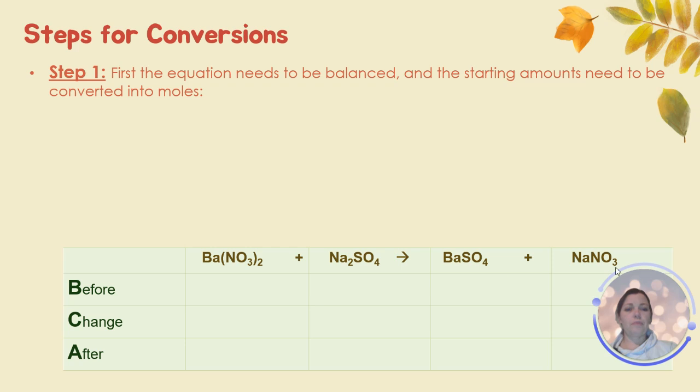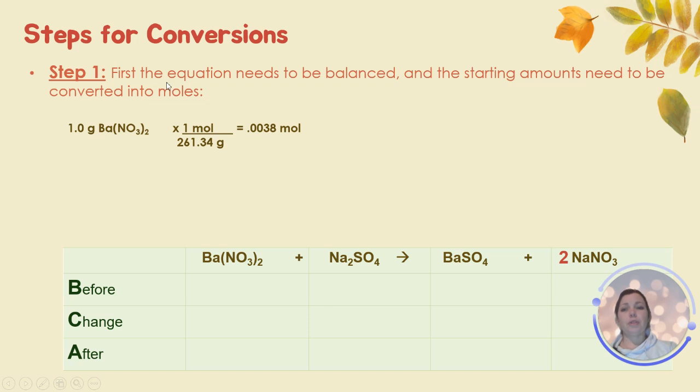So if we've got our equation down here, I've set up a BCA table for us. And to balance this equation, we can look here and see we've got 1 barium and 1 barium, so that's good. We've got 2 nitrates, and over here we've only got 1 nitrate. So if we add a 2 there, that'll take care of that. And then let's check everything else out. We've got 2 sodiums, and now we have 2 sodiums. We have 1 sulfate and 1 sulfate. So we are balanced at this point.